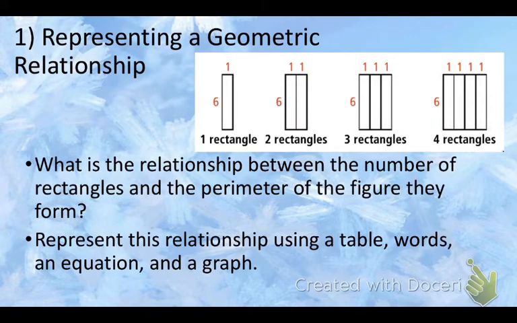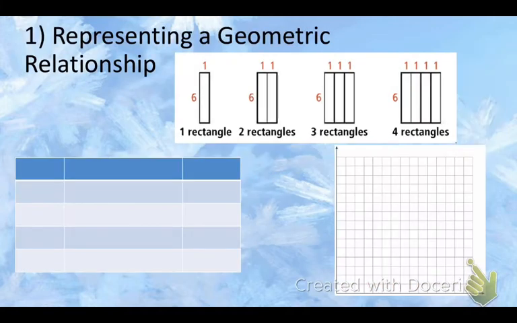First, for problem number 1, we have representing a geometric relationship. We've got some rectangles here. The first rectangle is 1 by 6, and then we are looking at duplicating that, having multiple side by side. The question is, what's the relationship between the number of rectangles and the perimeter of the figure they form? Represent this using a table, words, equation, and a graph.